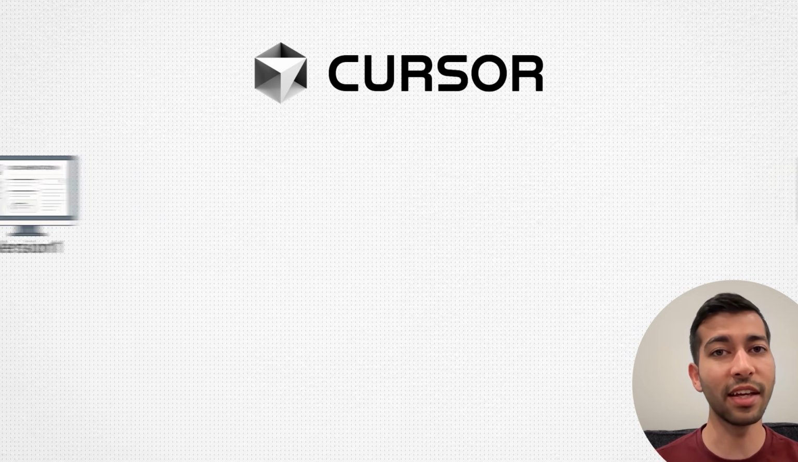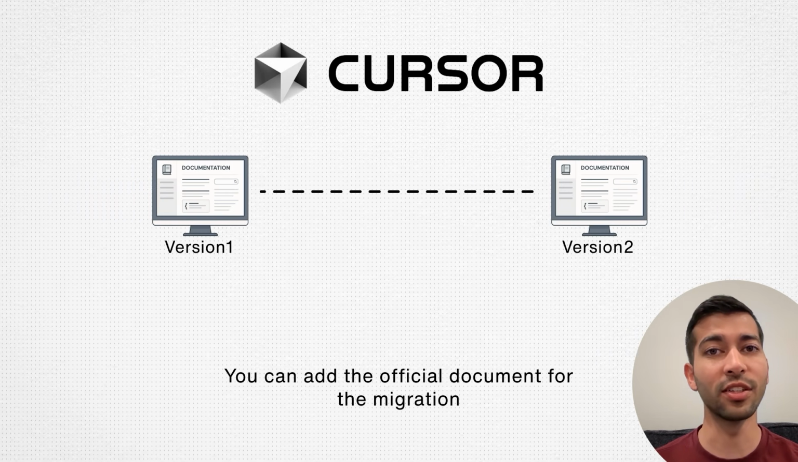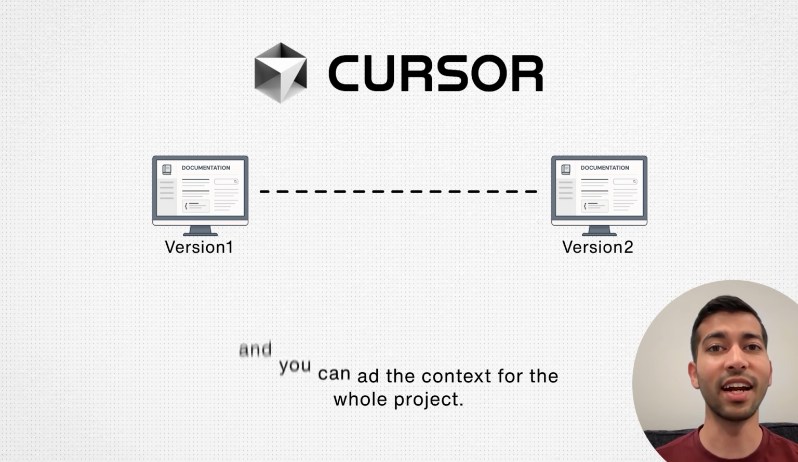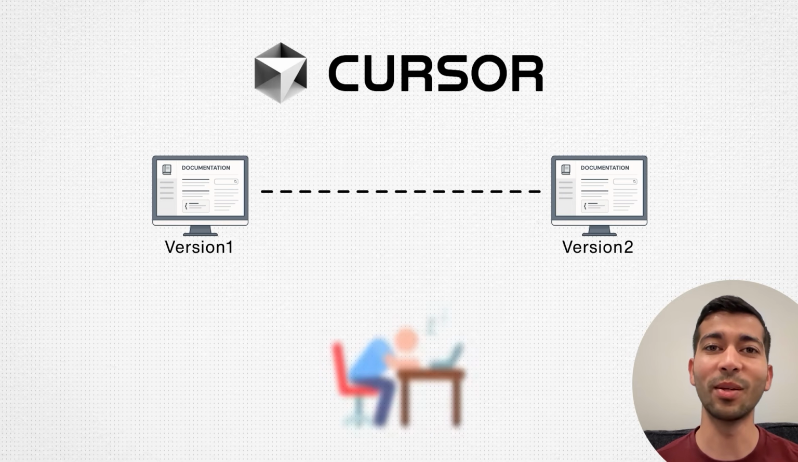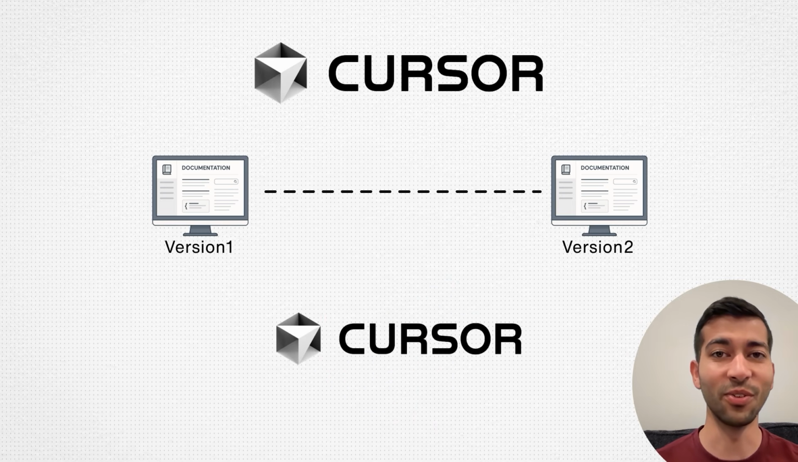Let's say there's a migration from version V1 to V2. You can add the official documentation for the migration and you can add the context for the whole project and it can do the migration for you. So now we can get rid of doing the boring task ourselves, but giving it to AI and then we'll review that. Let's learn about adding more context in the form of images in Cursor.